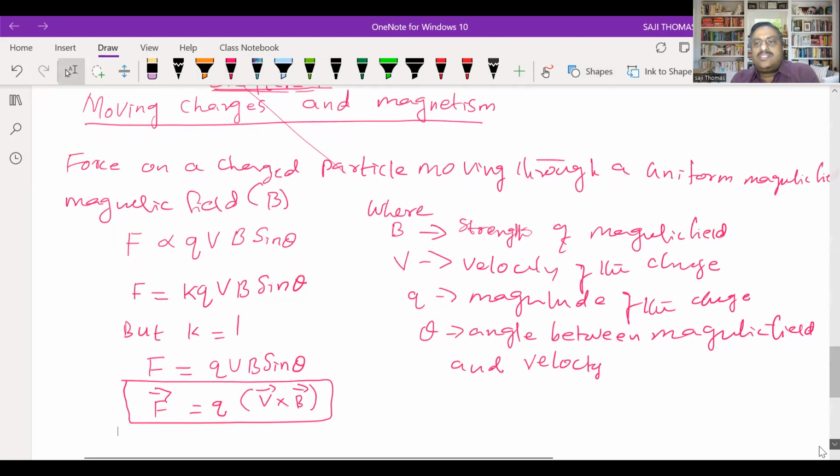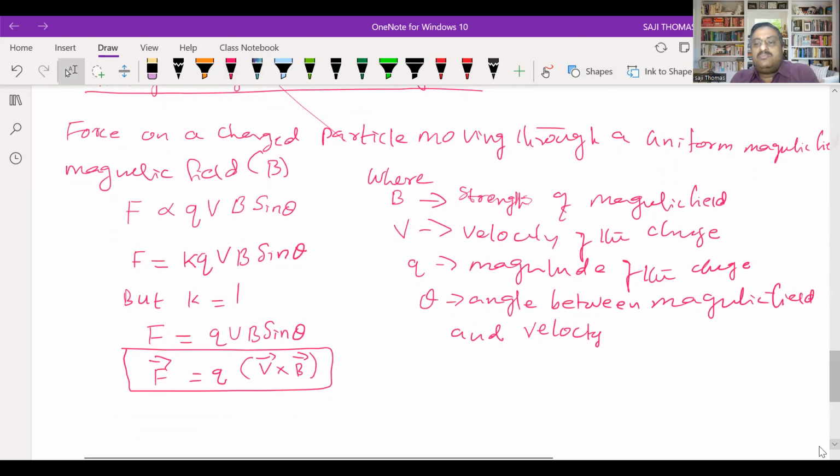See, this force is perpendicular to both velocity and magnetic field. You know, for the cross product of two vectors, the direction is given by Maxwell's corkscrew rule or the right hand thumb rule. One more rule is there, Fleming's left hand rule. This force is perpendicular to V vector and B vector.